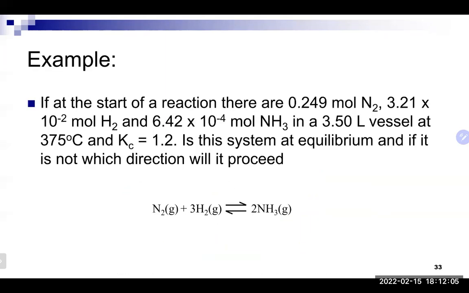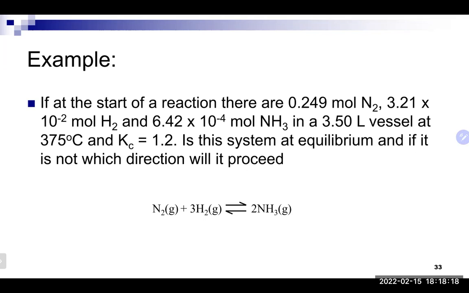All right, so why don't we try one here, see how it goes. If you start with a reaction and there's 0.249 moles of N2, 3.21 times 10 to the minus 2 moles of H2, and some NH3 in a 3.5 liter vessel, and the Kc is 1.2, is the system at equilibrium? And if not, which way do you need to go to reach equilibrium? Take a couple minutes, see what you come up with here.